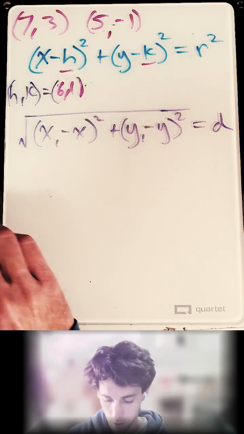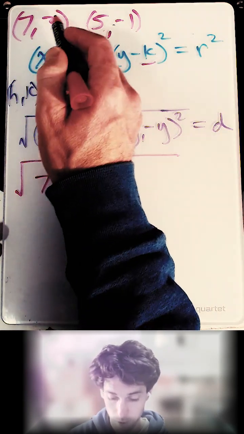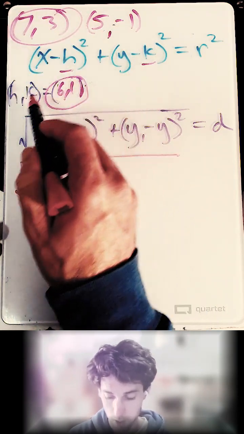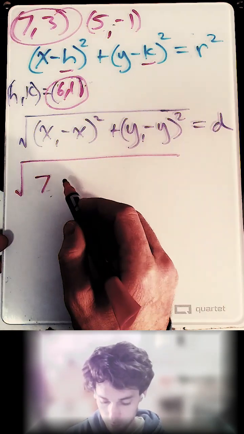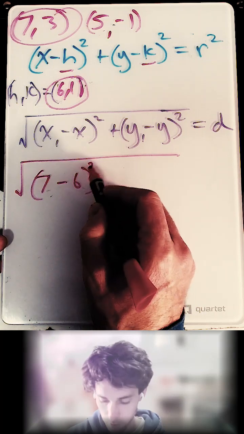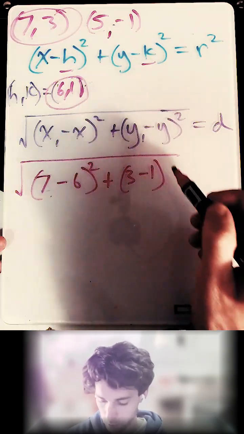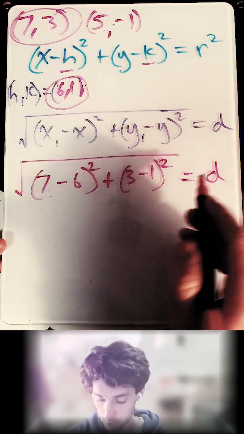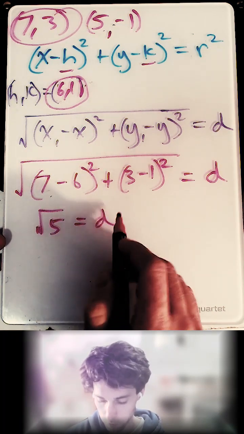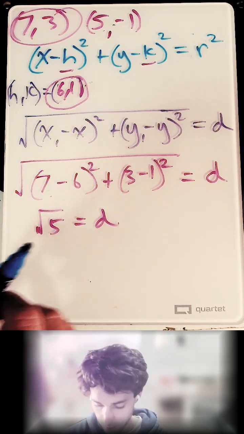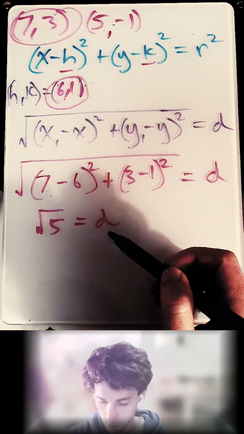So we're going to say square root of 7 from this coordinate. All right, we're taking the distance between these 2 coordinates, the center and one of the points given in the problem. So we're going to do 7 minus 6 squared plus 3 minus 1, these are our y coordinates, squared is equal to distance. That's going to be square root of 5 is equal to distance. So now we've done it. We have our r, which is our distance, and we have our h and k.